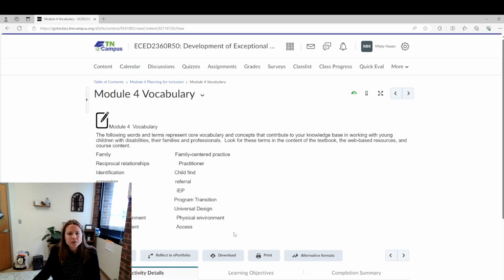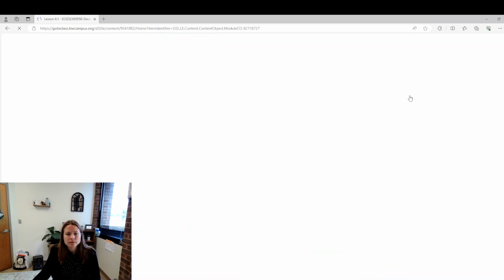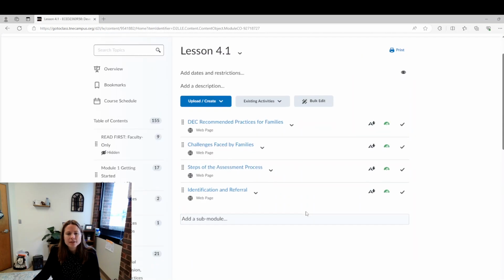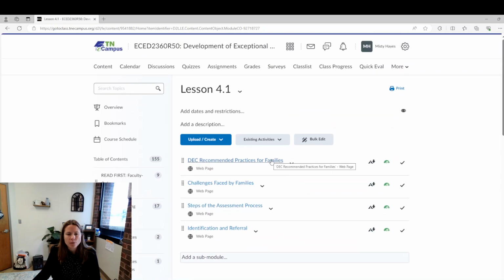Here's your vocabulary. So these are really key concepts that contribute to your knowledge for you to make a deeper connection and understanding with the objectives for this module. Okay, and then it's going to start your first lesson, 4.1. As you can see, I'm not going to click on each one of these. I'll click on one as an example.